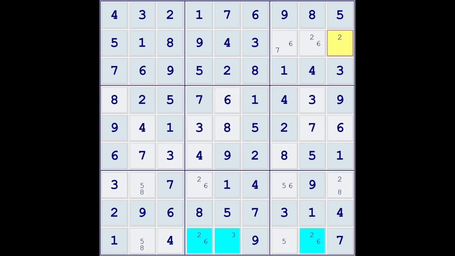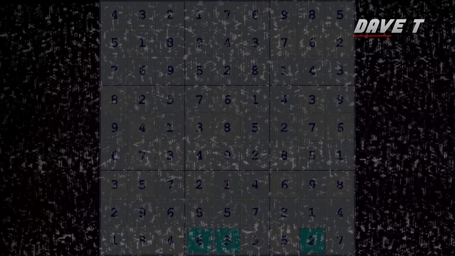That is why this strategy is so interesting. It helps us eliminate a lot of candidates, and I hope you use it a lot from now on.